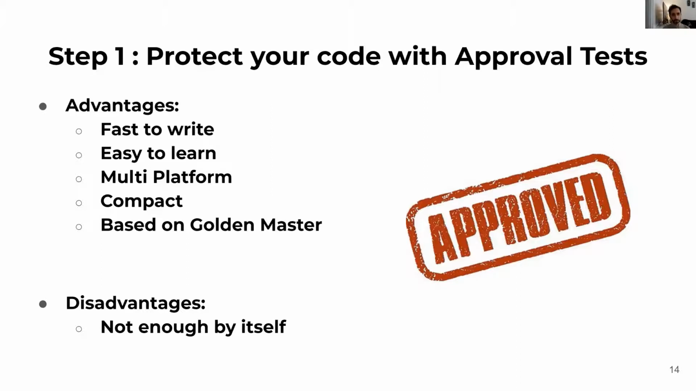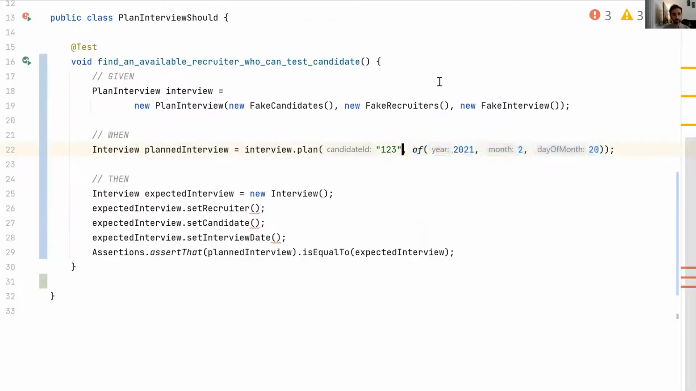So the approval test is really fast to write, you will see. They are easy to learn, they are multi-platform, they are really compact, so just one line of code and all your code is covered by the tests. It's based on Golden Master. If you don't know Golden Master, I will tell you how that works. And the disadvantage of this method is that it's not enough by itself. So you can complete your approval test with unit tests, with integration tests, and so on. So let's implement the approval tests.